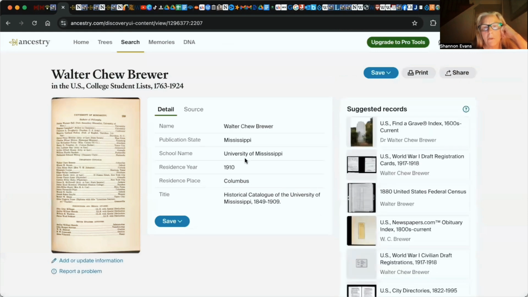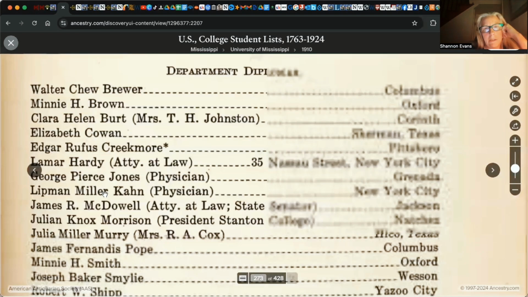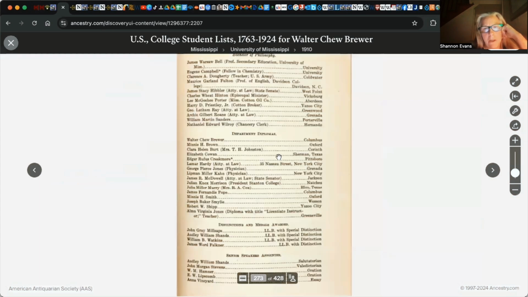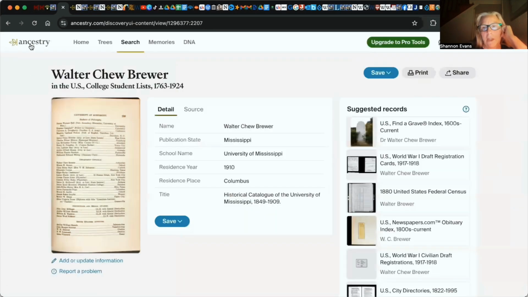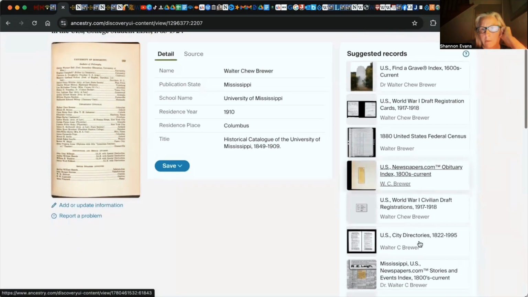He went to Ole Miss, the University of Mississippi, and he was there in 1910. And let's see if we can't find his name on this list. There's other names. Walter Chew Brewer, Department of Diplomas, Columbus. So he was already associated with the city of Columbus at this time. So that's interesting. That gives me something more to go look up and go find out more about. The date of this is 1910.